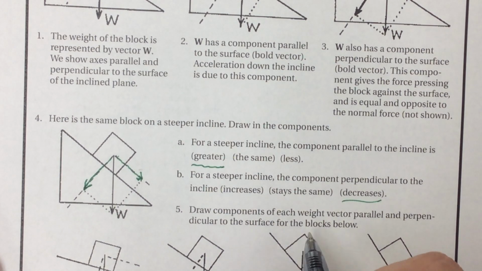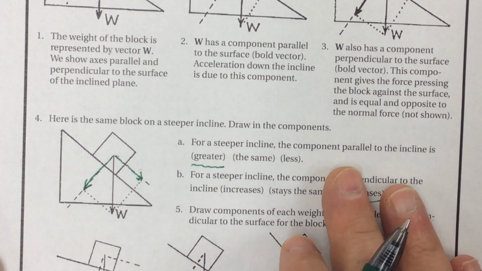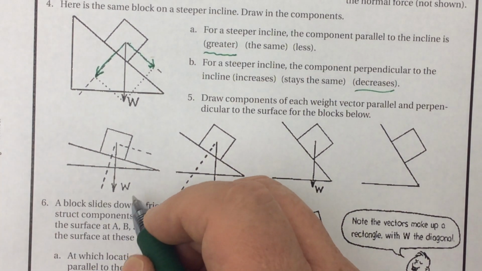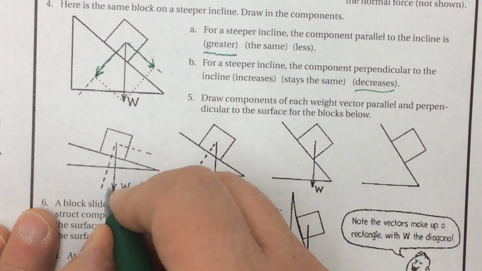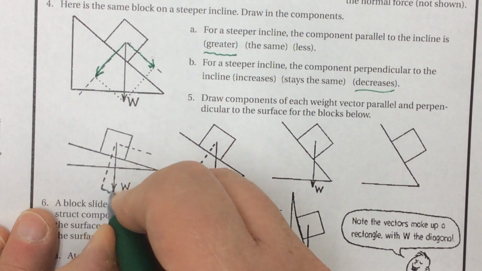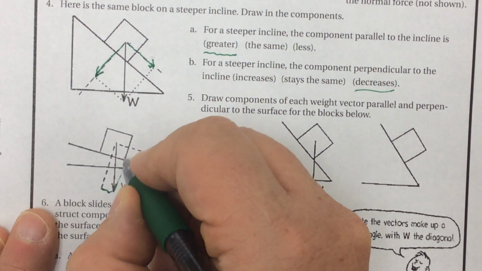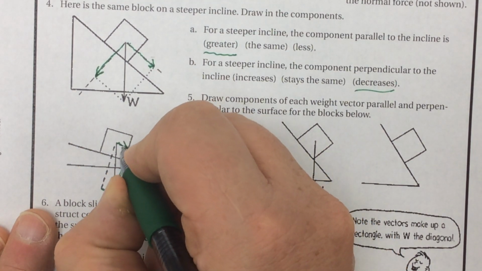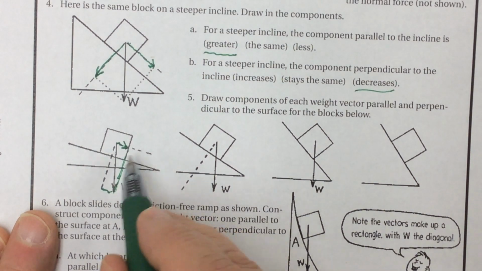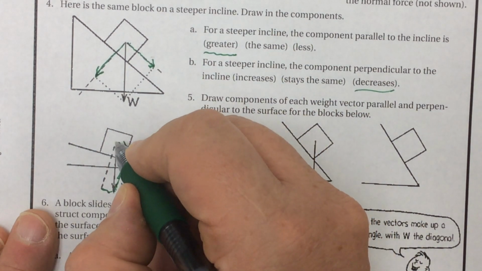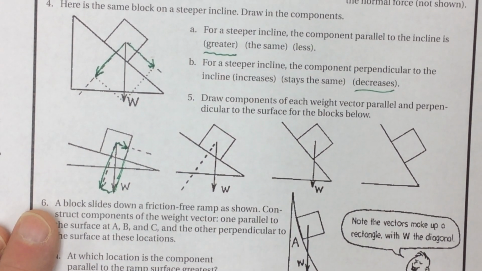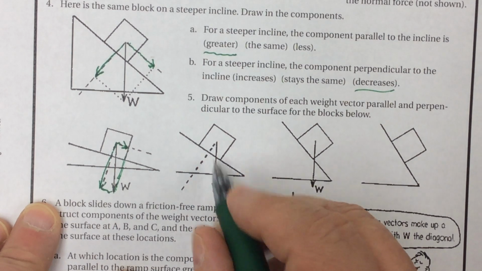Draw components of each weight vector parallel and perpendicular to the surface for the block shown. Okay, so we have a nice shallow one here, and we want perpendicular lines. Okay, so we want a perpendicular line here, and then a perpendicular line here. That means that the force is going to act this way. It's not likely to go forward. It's probably just going to sit there, and then this force is really long, and it's pushing itself into the incline.